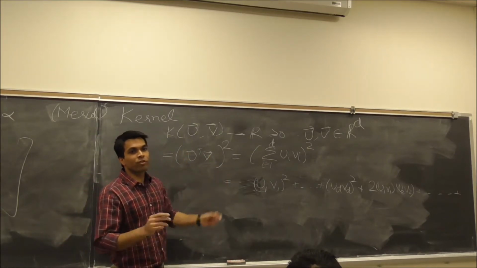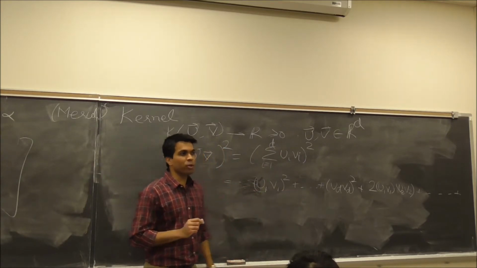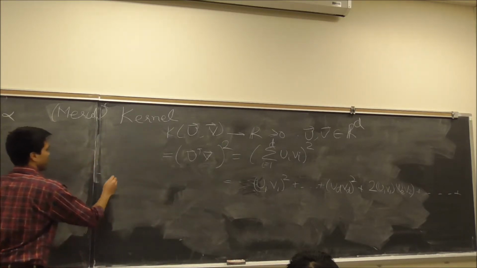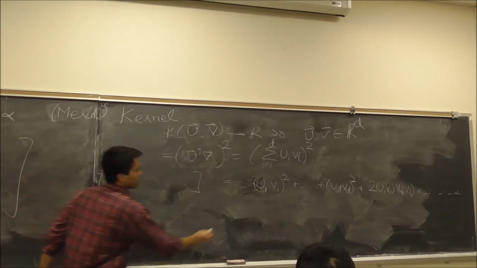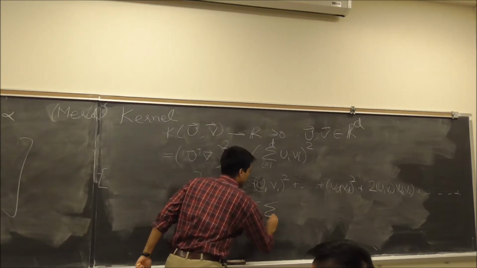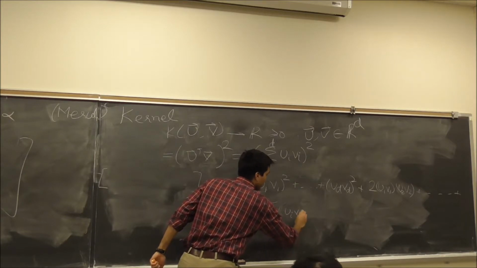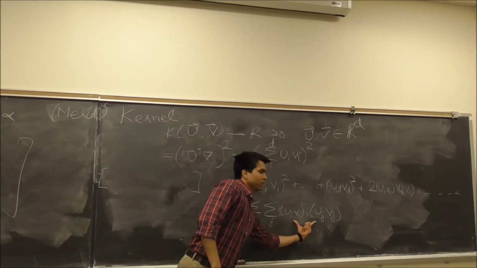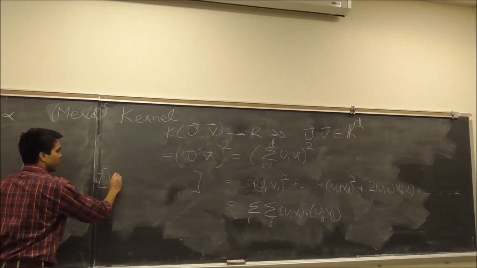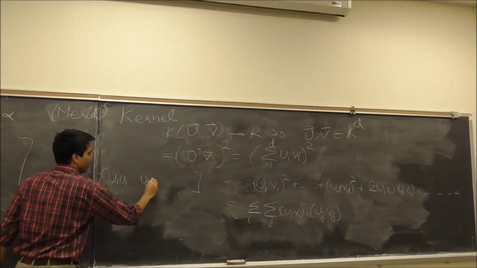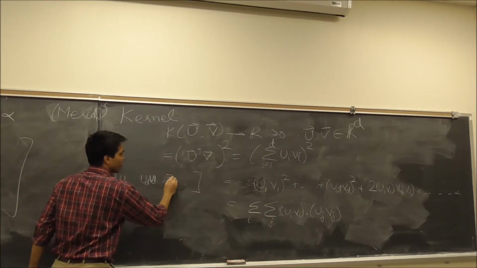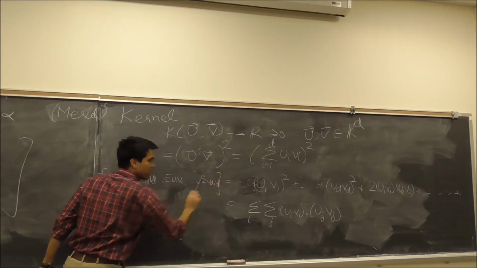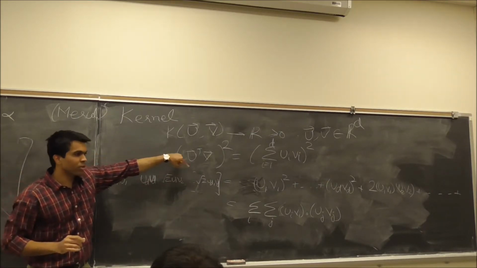I can write this square as an inner product of two different vectors. You see what kind of vectors? This is summation over i, summation over j of ui vi times uj vj, with some constants multiplied. I can group all the u terms first and the v terms first. So this is u1 times u1 all the way to ud times ud, and then square root of 2 u1 u2, all the way through the pairwise terms. Does this make sense? So this is all possible monomials of degree 2.